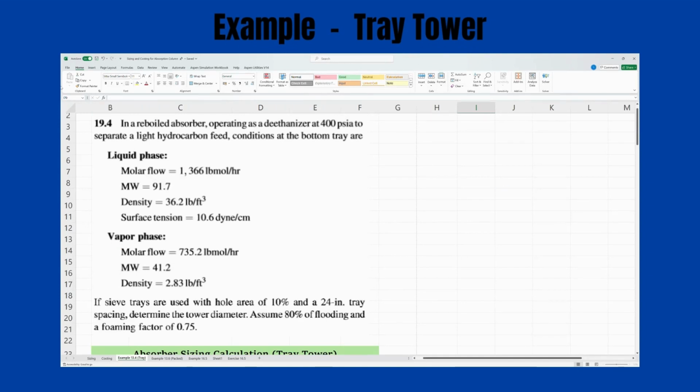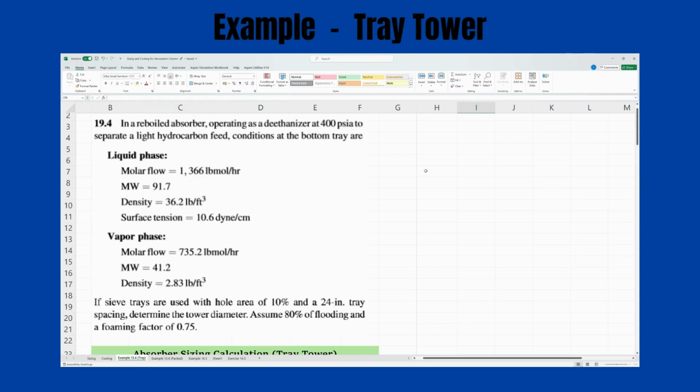So next we will proceed with the example for the tray tower. In this case we take the example of a 19.4 inch reboiled absorber operating as a de-ethanizer at 400 psia to separate a light hydrocarbon feed, and the conditions at the bottom tray are given as below: liquid phase and vapor phase. If sieve trays are used with a hole area of 10% and 24-inch tray spacing, determine the tower diameter. Assume 80% of flooding and a foaming factor of 0.75.